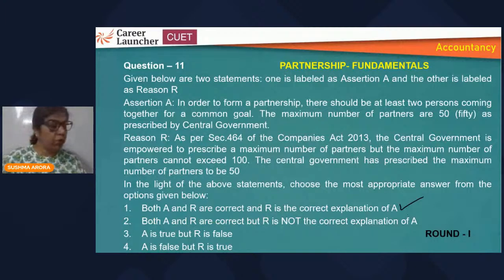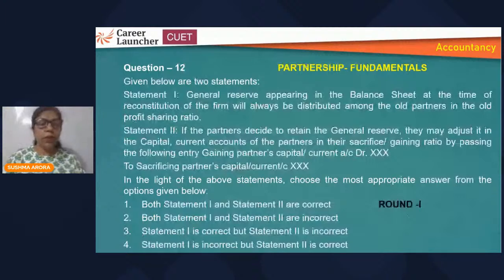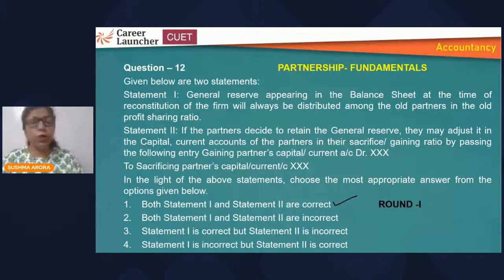Now come on, question number 12. General reserve appearing in the balance sheet at the time of reconstitution of the firm will always be distributed among the old partners in the old profit sharing ratio. Yes, general reserve is distributed in the old ratio. And second, if the partners decide to retain the general reserve, they may adjust it. Yes, that is the part given in the question. So according to it, our first option is correct. Both statements are correct.